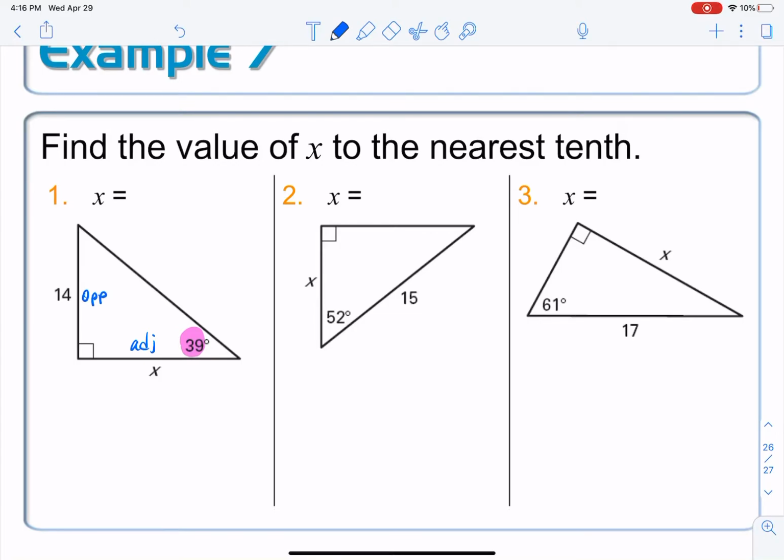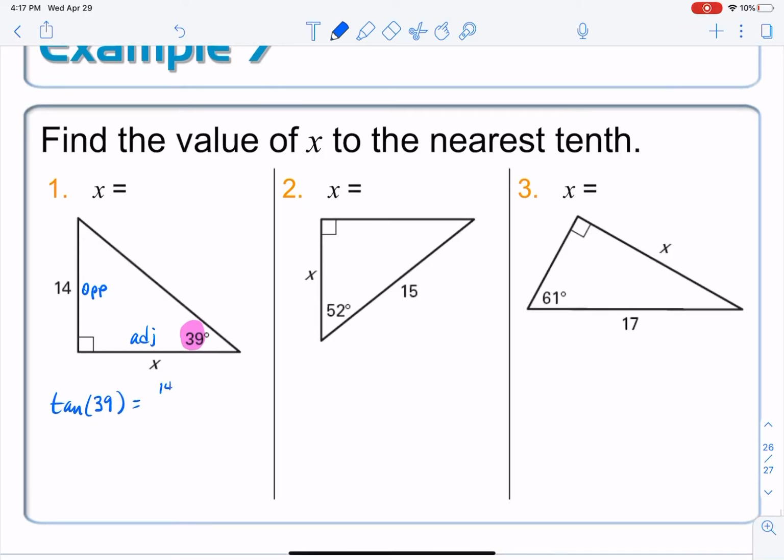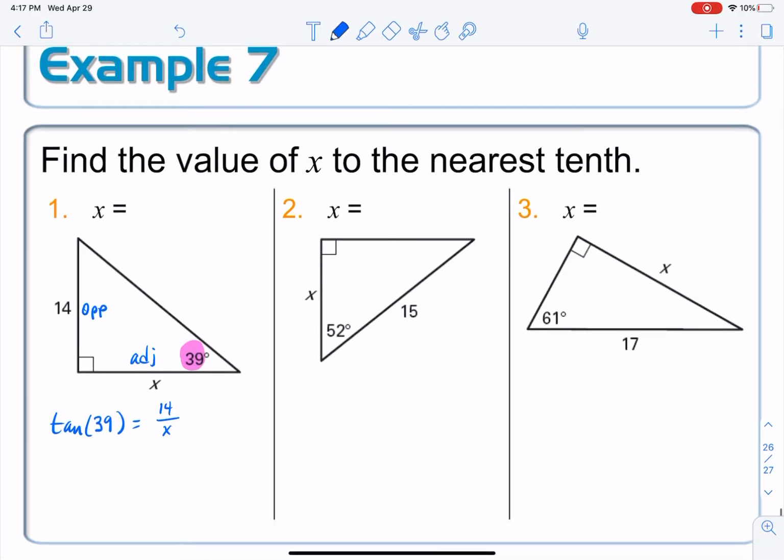Opposite and adjacent, O over A, that's the tangent ratio. What goes inside the tangent ratio is our acute angle measurement, 39 degrees. That should be equal to the opposite side, 14, over our adjacent side, X. So notice that this is one where the variable's on the bottom, which means that the shortcut is just to switch that out with the tangent ratio. So X is equal to 14 divided by the tangent of 39.